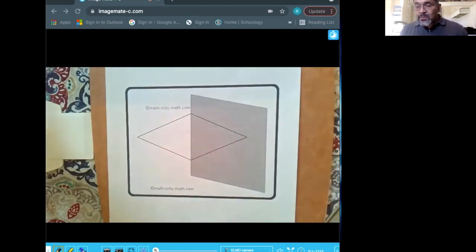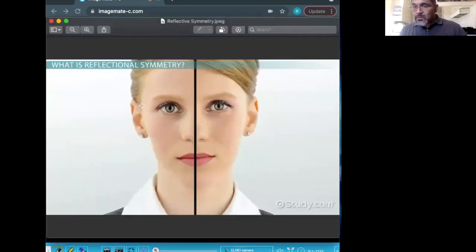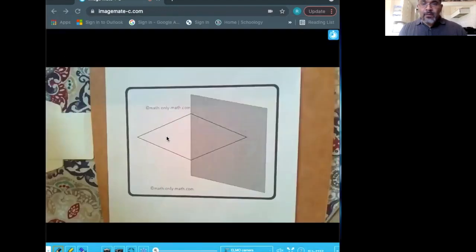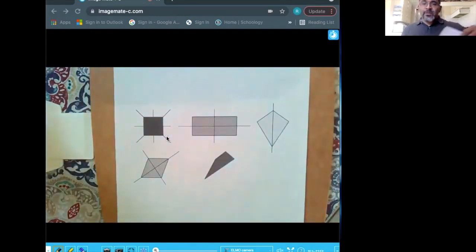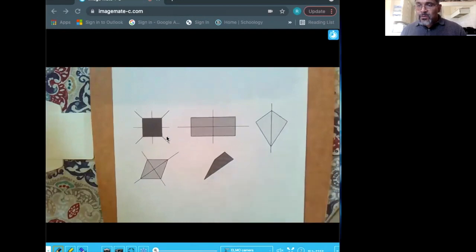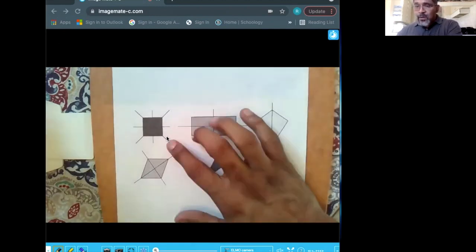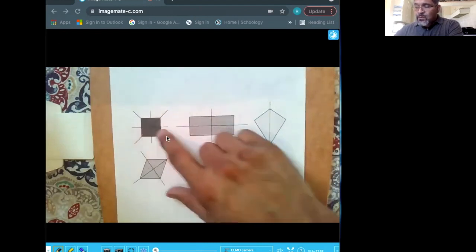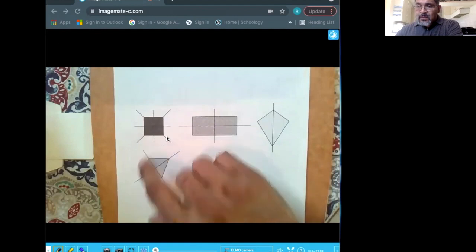Now, if we were to look at a person's face, that's also symmetrical. Just drawing a line down the middle will help you notice that it's reflective. Some shapes have more than one line of symmetry. If you look at these shapes, they have more than one line except for two. The kite only has one line of symmetry, and this shape right here has no line of symmetry. Lines of symmetry might be vertical, horizontal, or some type of diagonal. If you look at the square, it has a vertical, horizontal, and two diagonal symmetry lines.